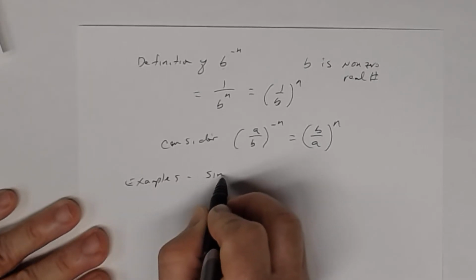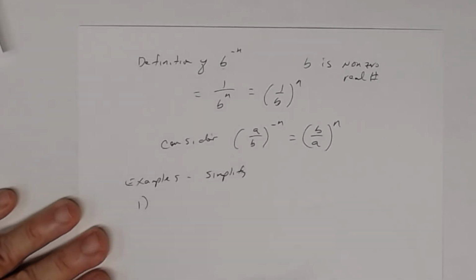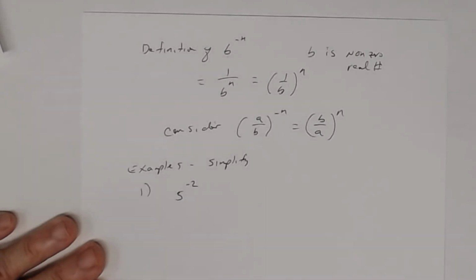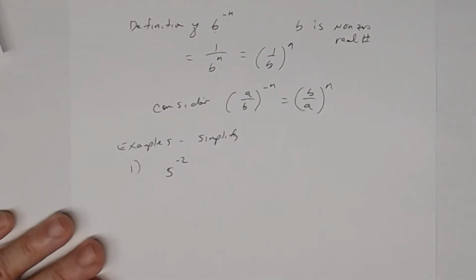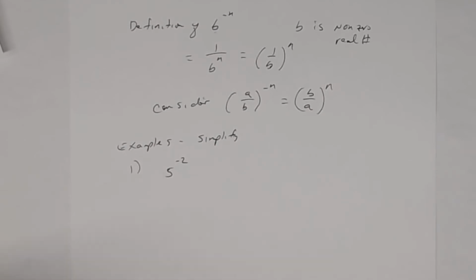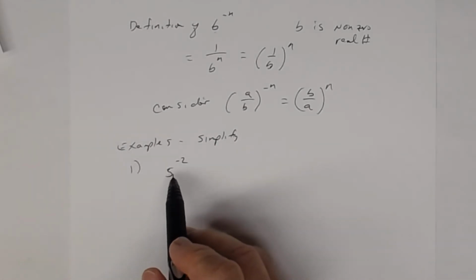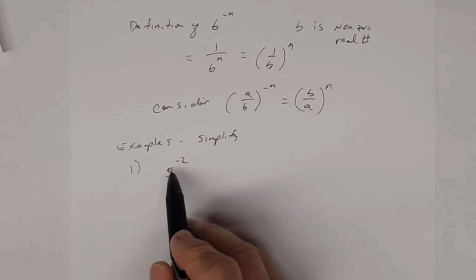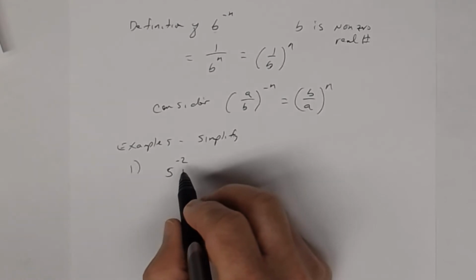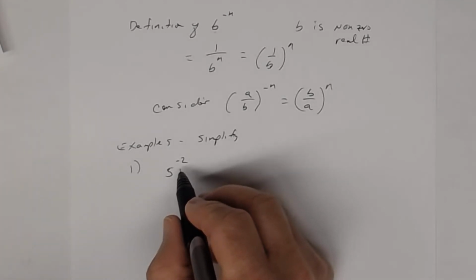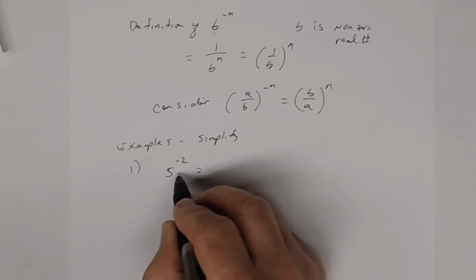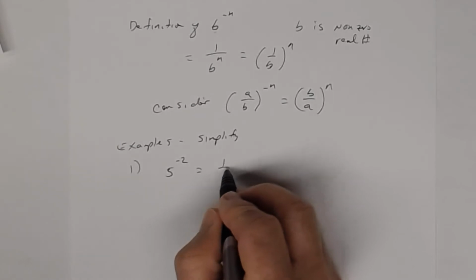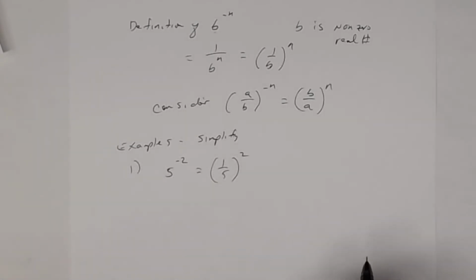The direction is to simplify. So number 1, what if we had 5 to the negative second power? According to our definition, first of all, I need to look at what's being raised to the negative second power. So what is that base? That base is 5, right? To get that exponent to be positive, I'm going to take the reciprocal of the base, which is 5, and the reciprocal of 5 is 1/5. And that is being raised to the second power.